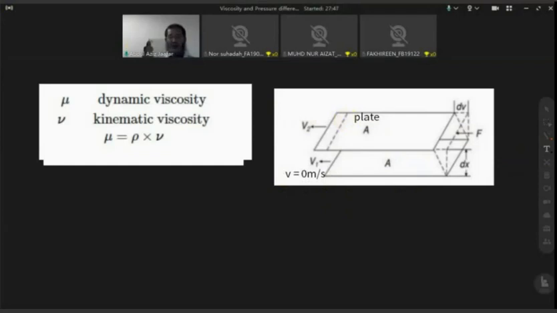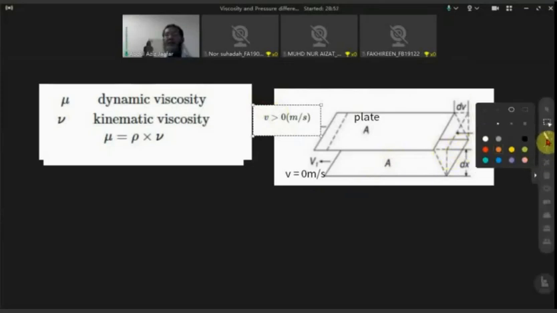So let's say the bottom one is a stationary plate, and the stationary velocity is 0 meter per second, and the top one has a velocity greater than 0 meter per second, and it moves to the left. The reason why this plate is moving to the left is because we have the force F that acts to the left.